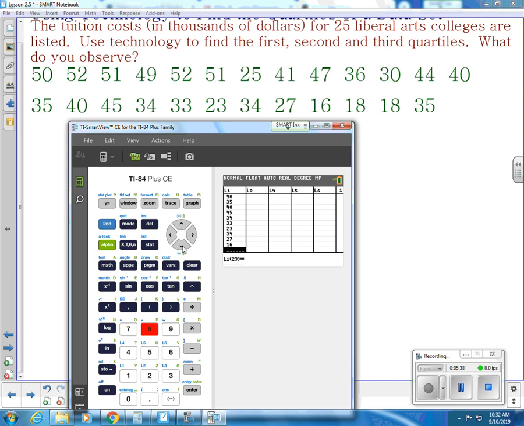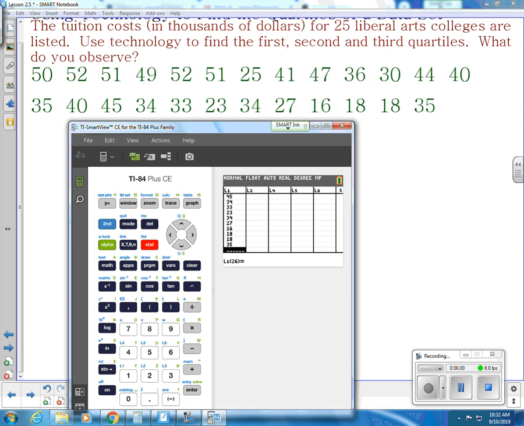Remember, you're supposed to have 25 numbers. So at the end, if you look down, it says L1(25). That tells you you have 25 in your set. Okay? So, here's one thing you can do. Has everyone got the numbers in? This will help you on your project and different things.